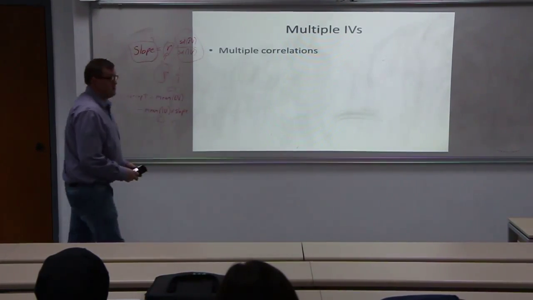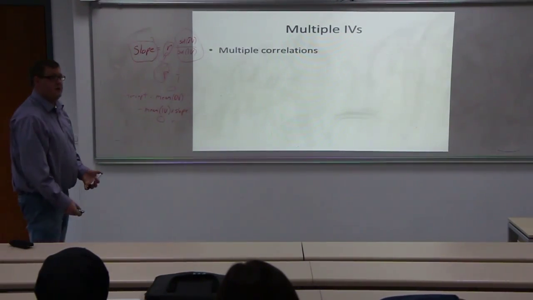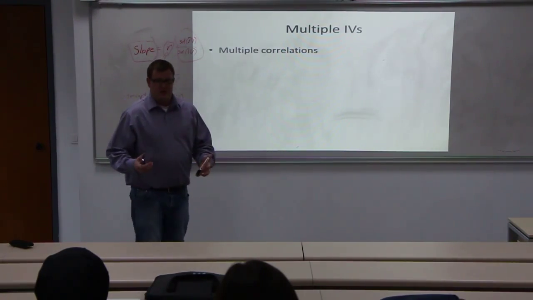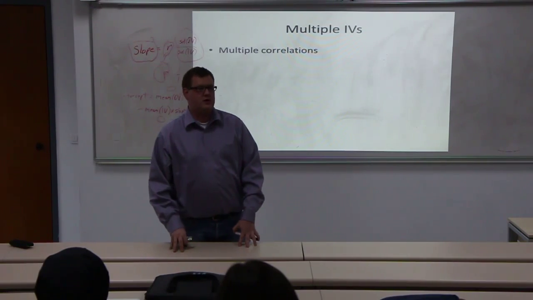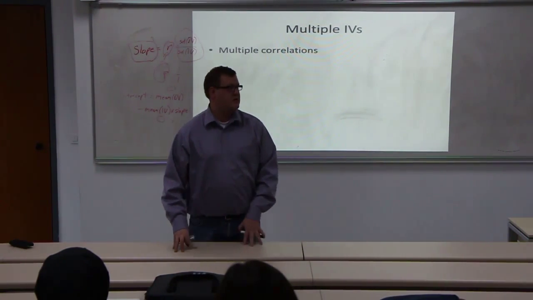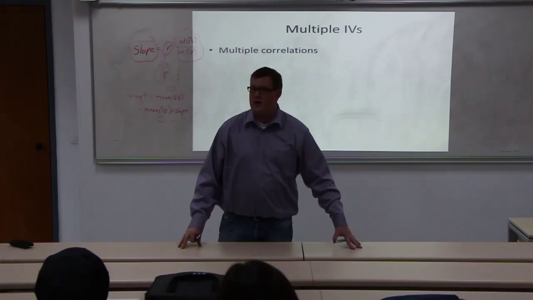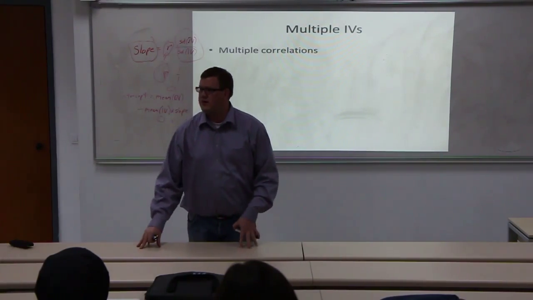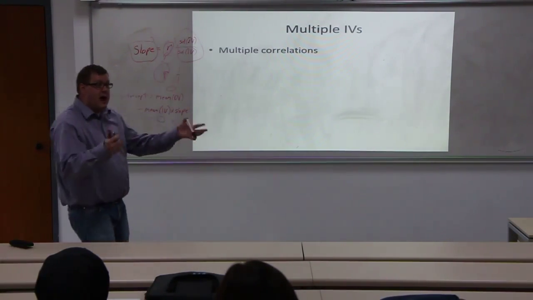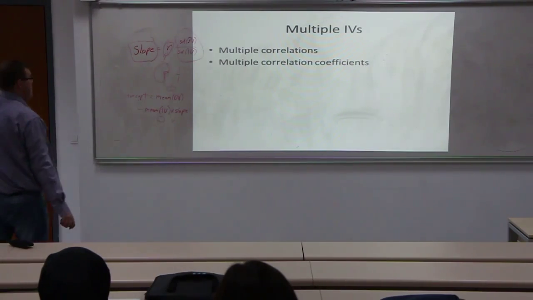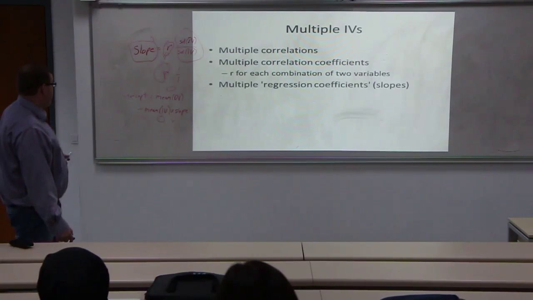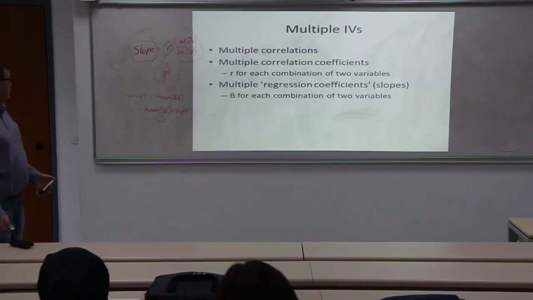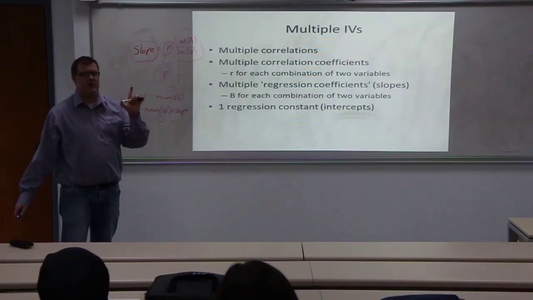We're going to have a lot of things. We're going to have multiple correlations. We might not just have test 1 scores correlating with test 2 scores, but we could have test 1 scores also correlating with homework scores, and test 1 scores correlating with submission scores, and submission scores correlating with homework scores. You could have lots and lots of different correlations, right? You can have multiple correlation coefficients. You could have multiple regression coefficients, or the slopes. You only have one regression constant.